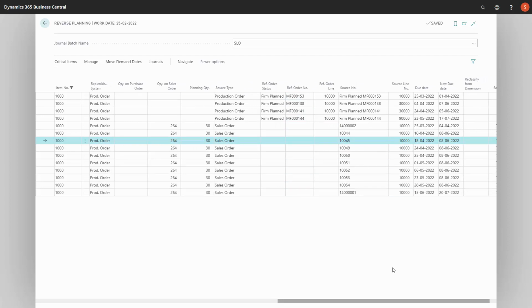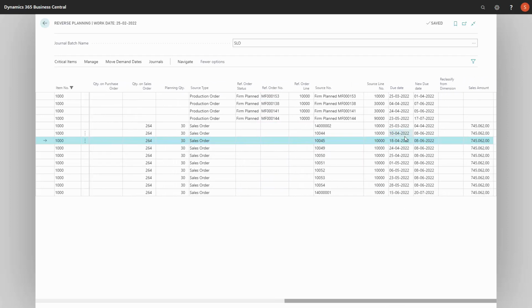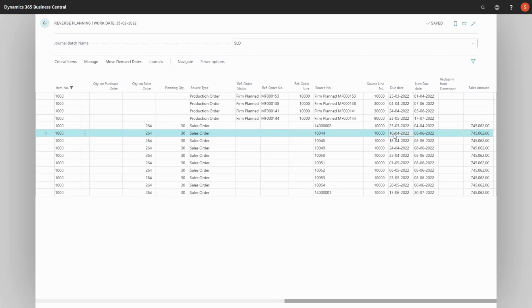and thereby also moving all those sales orders. So what you need to do now is to look into those dates, figuring out whether this is critical, taking the discussion with your salespeople. Can we move a sales order line like this from the 10th of April till the 8th of June? Or will the customer get very angry or whatever?